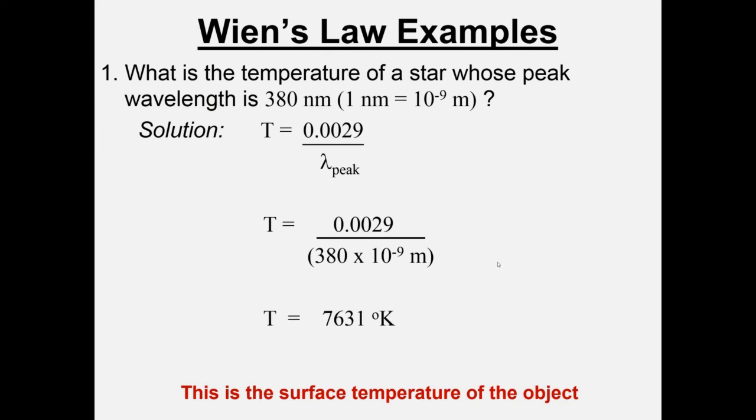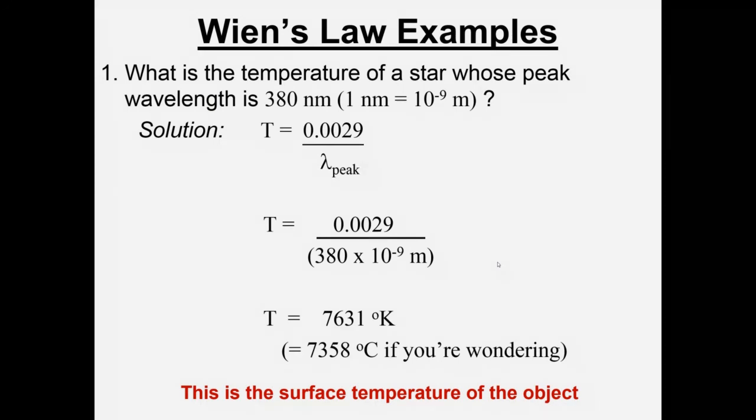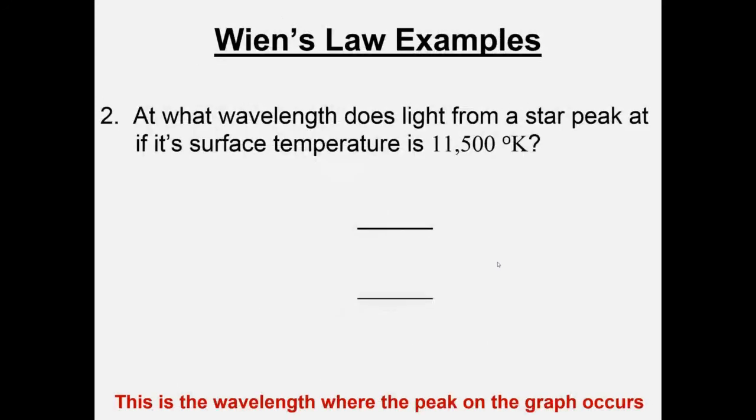Here's the answer. It is 7,631 Kelvin. If you're curious, subtract 273 and you get 7,358 Celsius. And that's how hot the object is on its surface. I do not have to fly out and stick a thermometer in a star. I just measure the peak wavelength, and that is easy to do with modern astronomical equipment. It'll pretty much give it to you automatically. So that's one way we study stars.